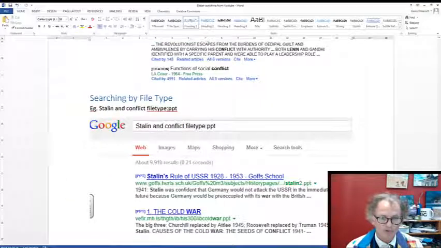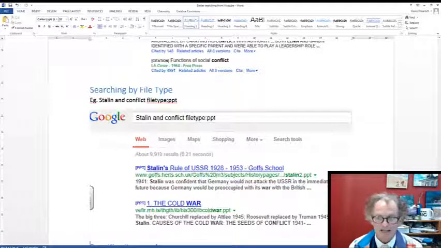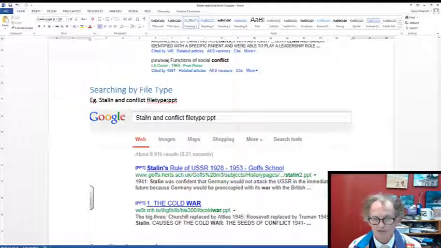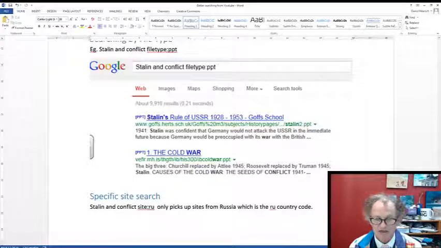Okay, two more to go, and I'm going to look at file types similar to your site code. And again, probably not as helpful for your assignment for this one, but could be for later on. Here I'm looking at Stalin and conflict. This time I've typed in filetype. So in other words, I'm basically asking it to search on Stalin and conflict, but only give me file types of PPT. So that is a PowerPoint, or it might be XLS, being Excel. You can see here now that all the files that we come up with are all PowerPoints. So again, a very nice way of confining our search.